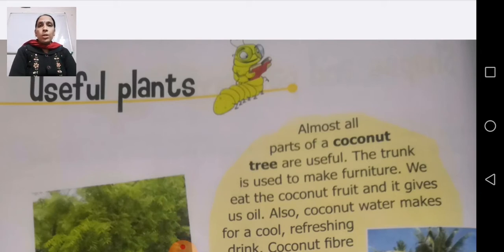Children, as you all are aware, we were doing revision of your GK book. So, children, in that row today, we are going to revise our useful plants.